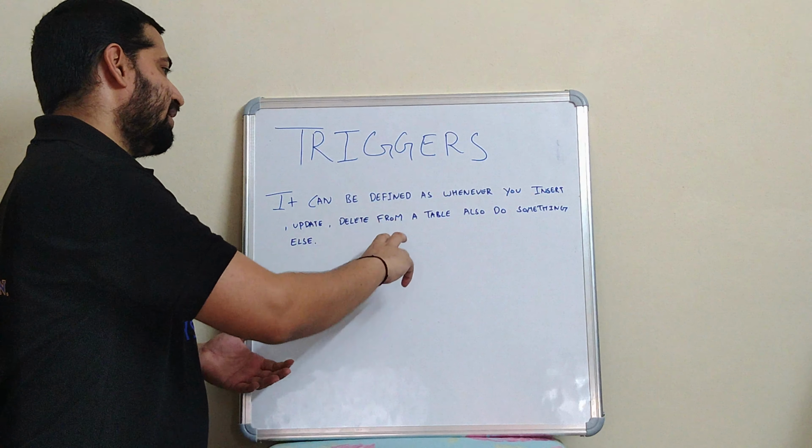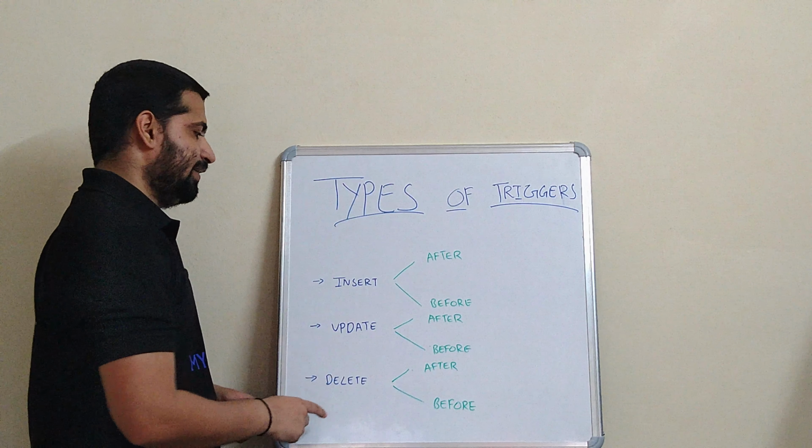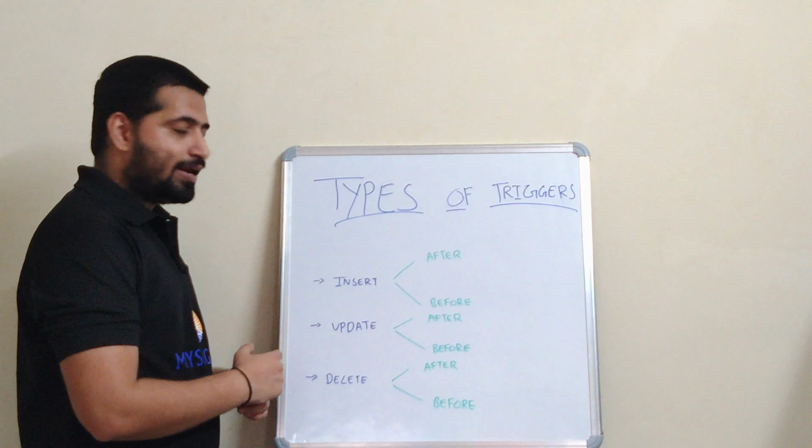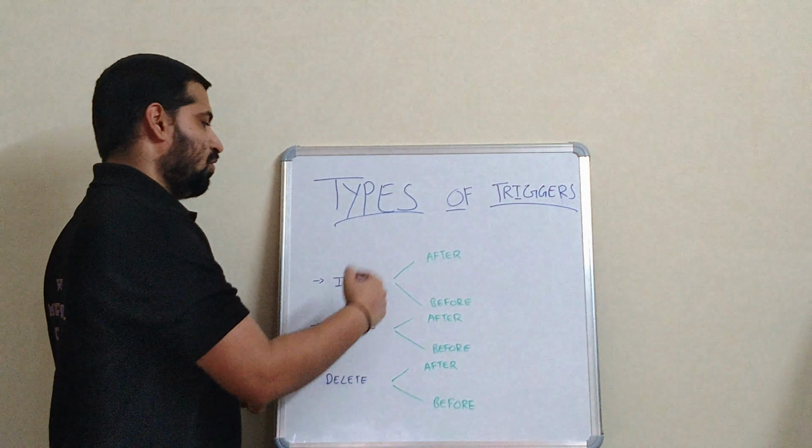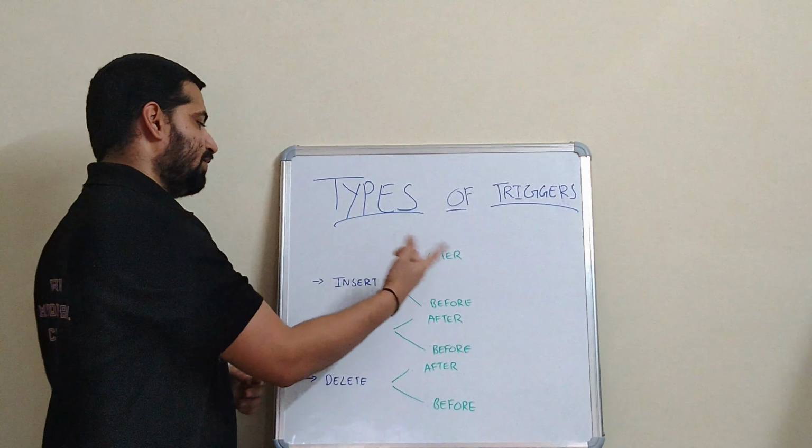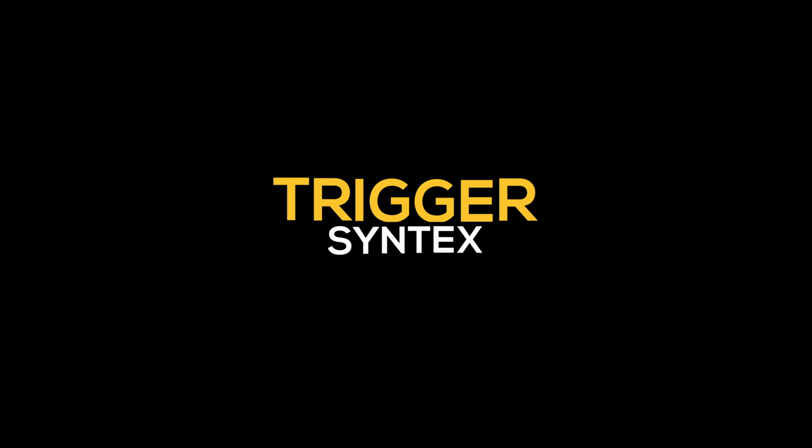Now coming to the types of triggers, there are basically three types of trigger: insert, update and delete. These triggers can further be classified as after and before. So after insert, before insert, after update, before update, and after delete and before delete.